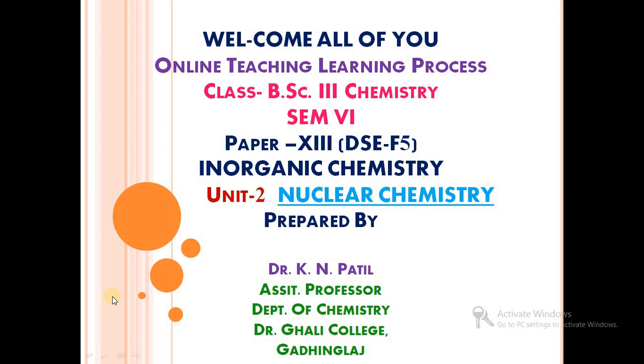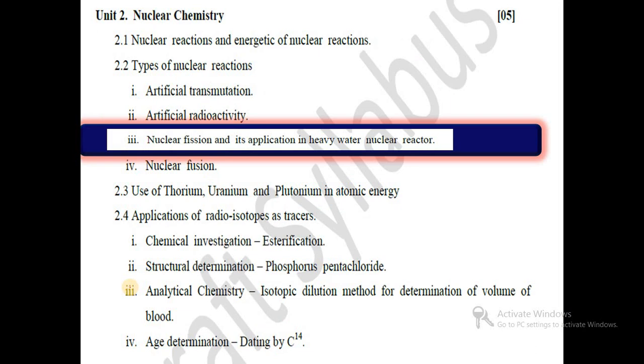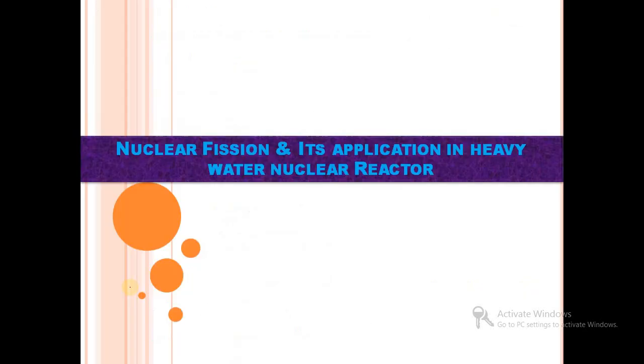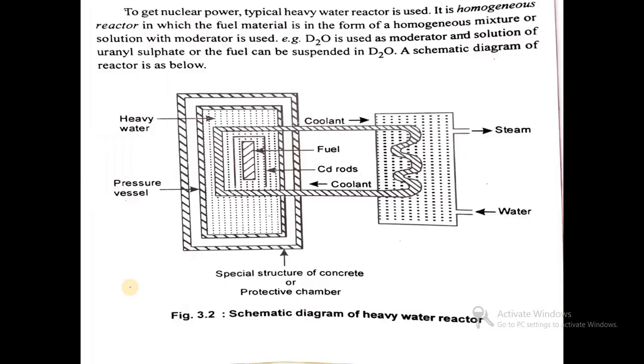We have started paper number 13, inorganic chemistry, in which we have seen unit number 2, nuclear chemistry, and in that unit we have studied the nuclear fission process and the mechanism of nuclear fission. In this video we will see its application in the heavy water nuclear reactor. So what is a heavy water nuclear reactor? This is the diagrammatic representation of a heavy water nuclear reactor.